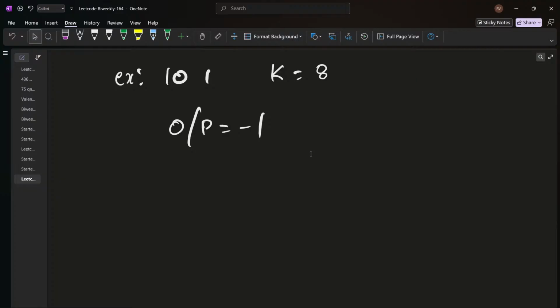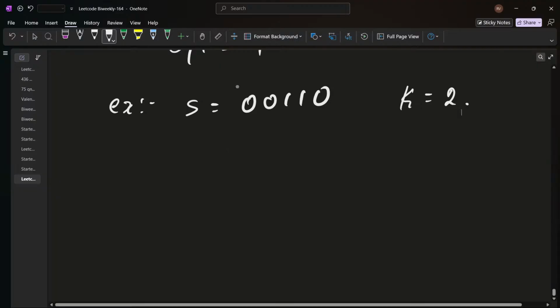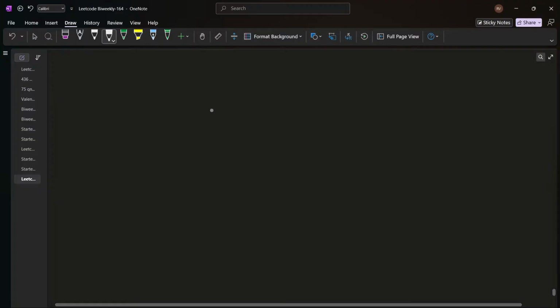No. Let me take an example. Example s is equal to 00110. K is equal to 2. It's a binary string. Did I miss it previously? I hope not. Yep, it's a binary string. So k is equal to 2 I have taken.